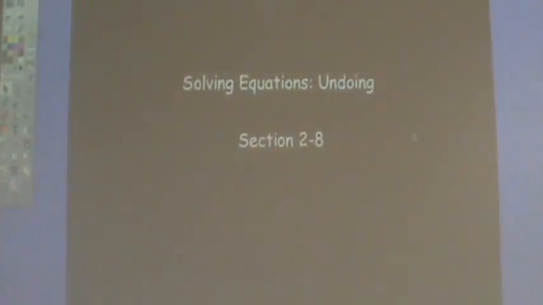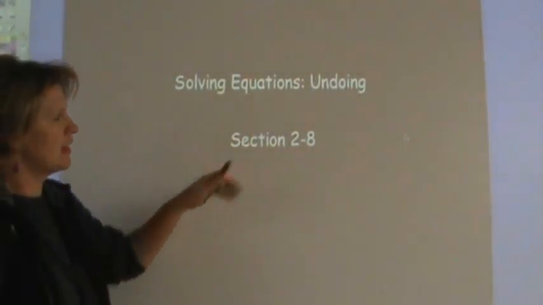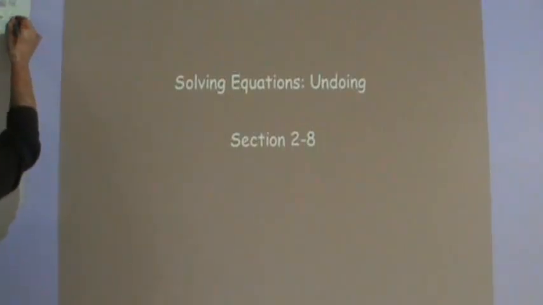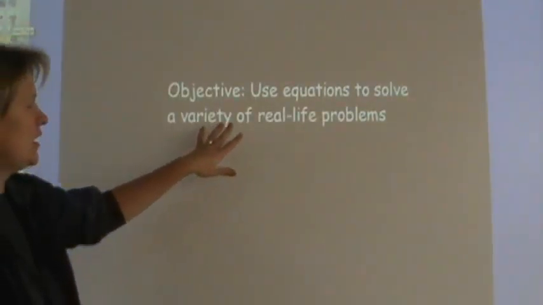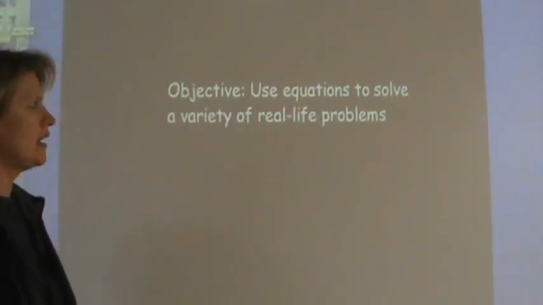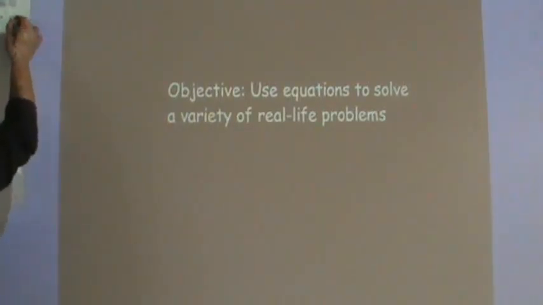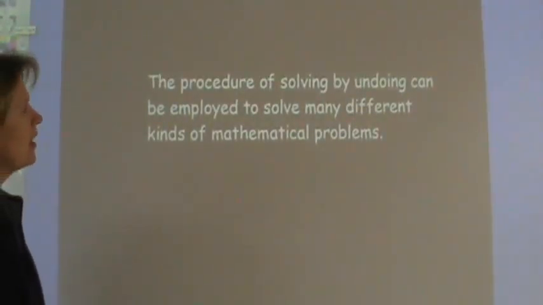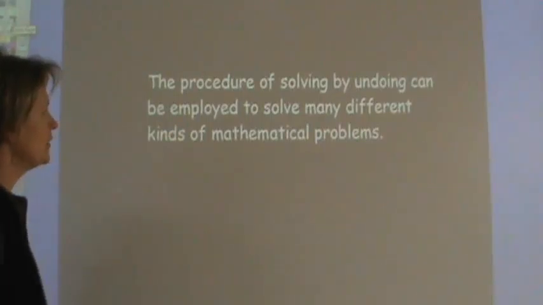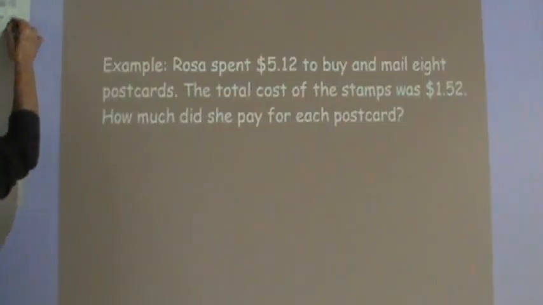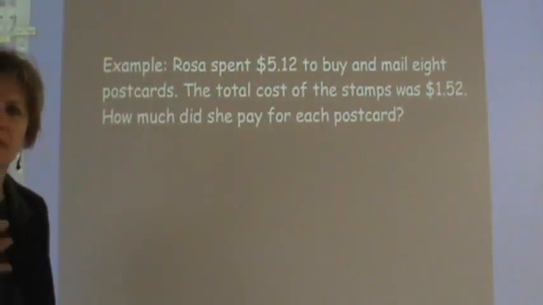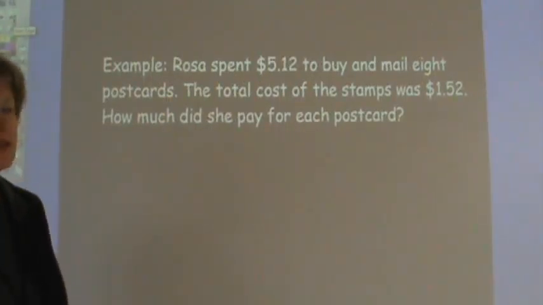Okay, today we're looking at solving equations by undoing. This may look familiar. This is similar to the title we had for section 2.7. Little difference. Our objective today is to use equations to solve a variety of real-life problems. The procedure of solving by undoing can be employed to solve many different kinds of mathematical problems. So basically your typical story problem is what we're looking at today.